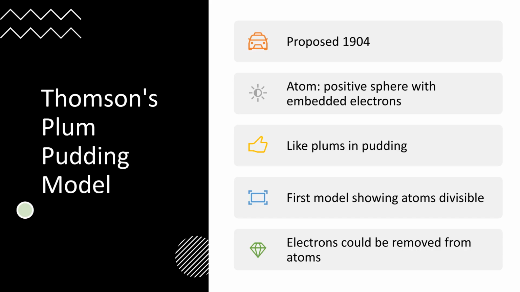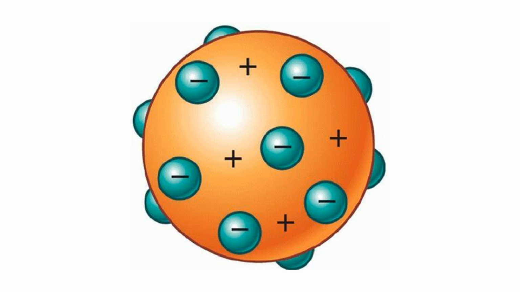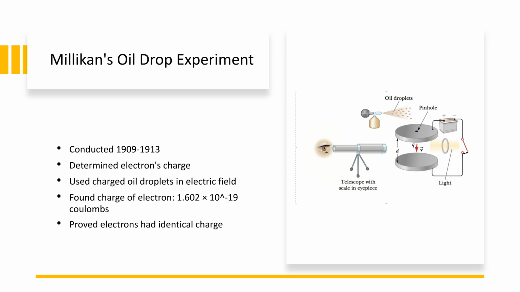Thomson proposed the plum pudding model in 1904. The atom was seen as a positive sphere with embedded electrons, similar to plums in a pudding. This was the first model to suggest that atoms were divisible. This image illustrates Thomson's plum pudding model, showing electrons embedded within a positively charged matrix.